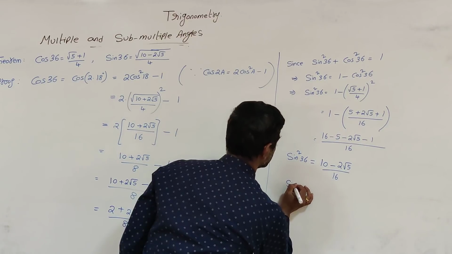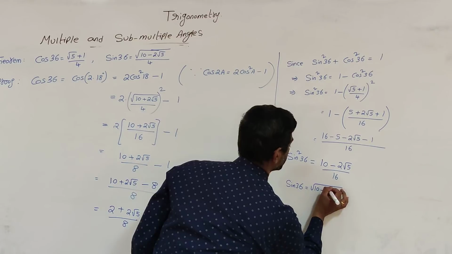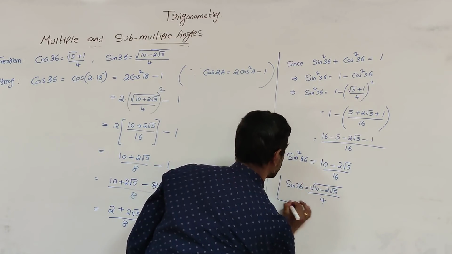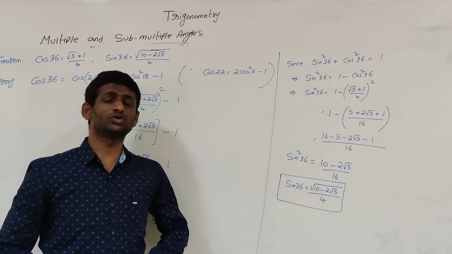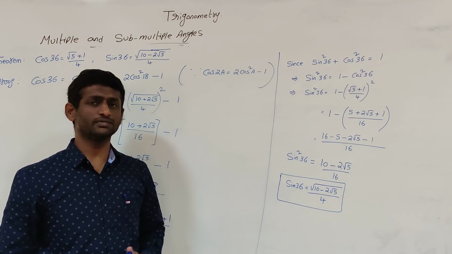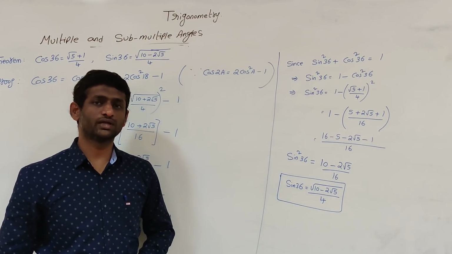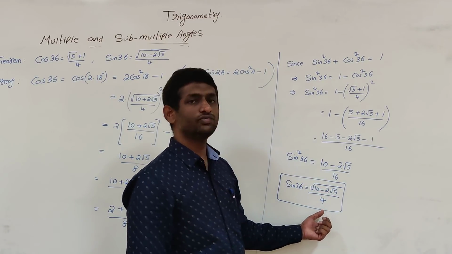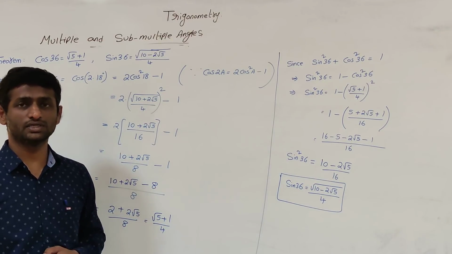But what is sin 36 from this? It will be under root of (10 minus 2 root 5) by root 16, which is 4. So that gives sin 36. As 36 is also an acute angle which lies between 0 to 90, that is in the first quadrant, trigonometric ratios of 36 should have positive values. So sin 36 will be under root of (10 minus 2 root 5) by 4. So these are the trigonometric ratios for 18 degrees and 36 degrees.